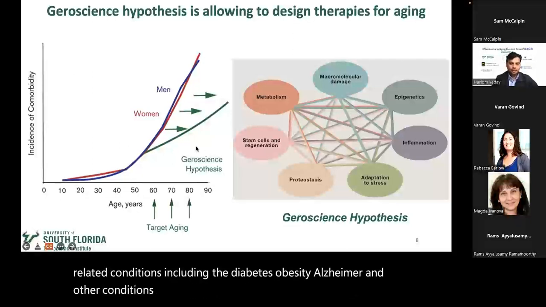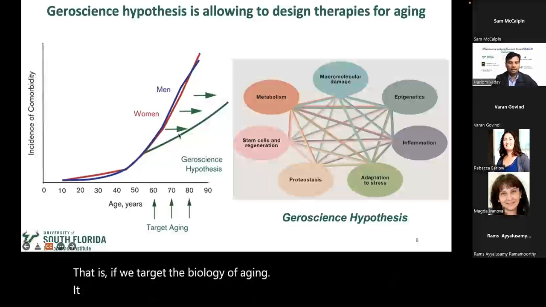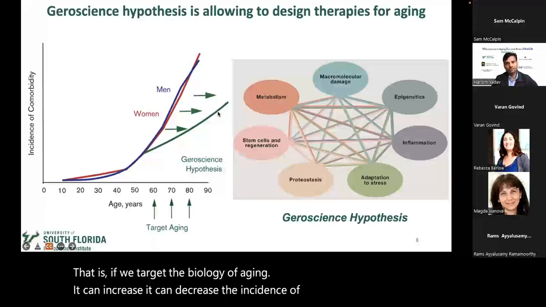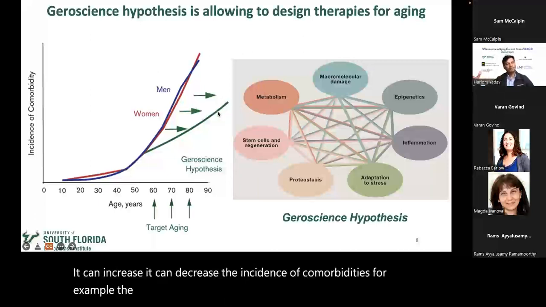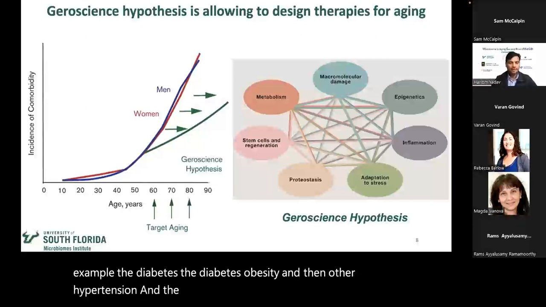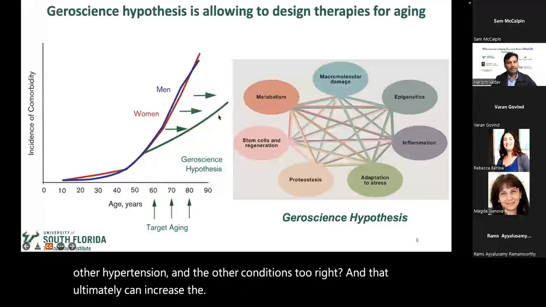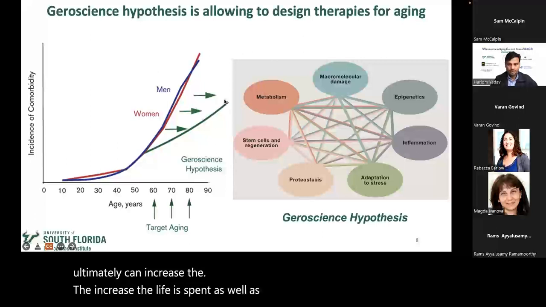The evidence shows that if we target the biology of aging, it can decrease the incidence of comorbidities, for example diabetes, obesity, hypertension and other conditions too, right? And that ultimately can increase the lifespan as well as the overall health span.